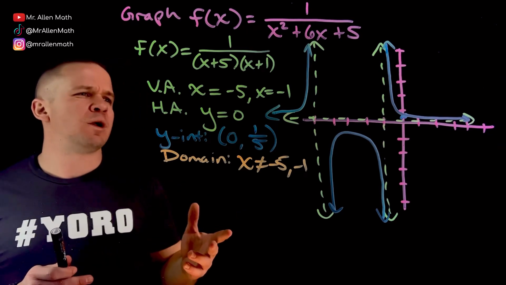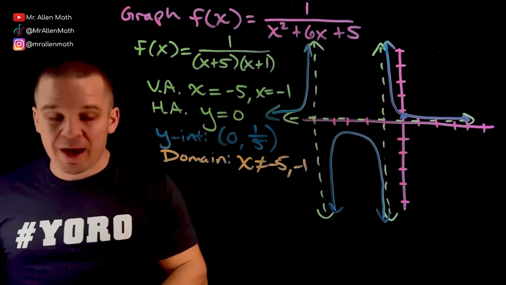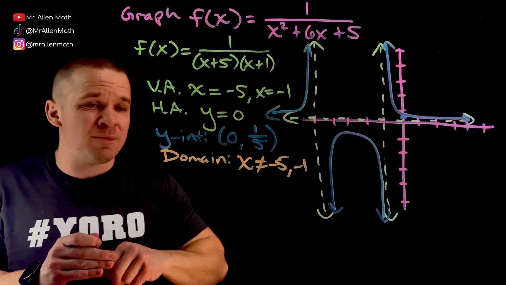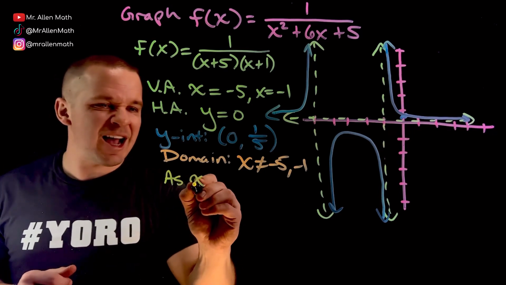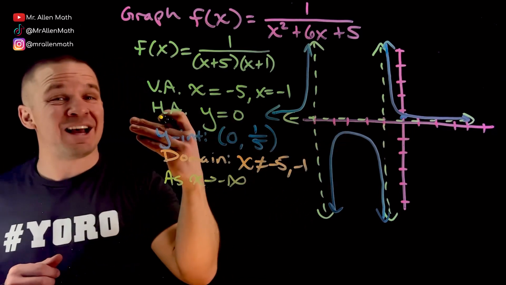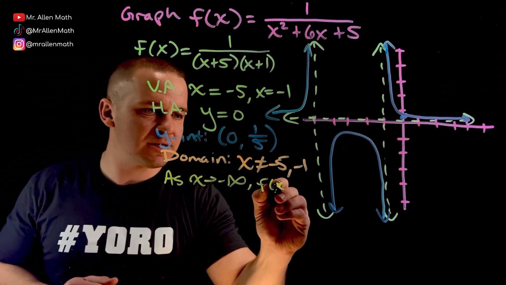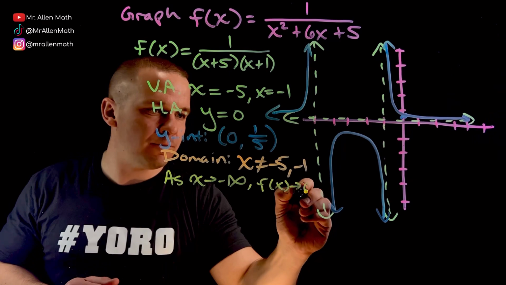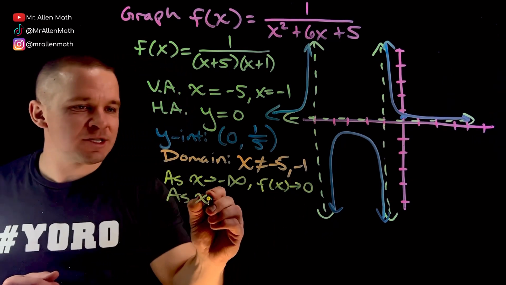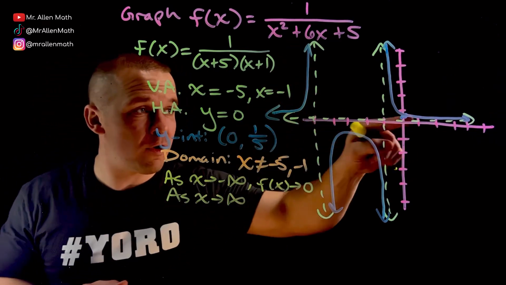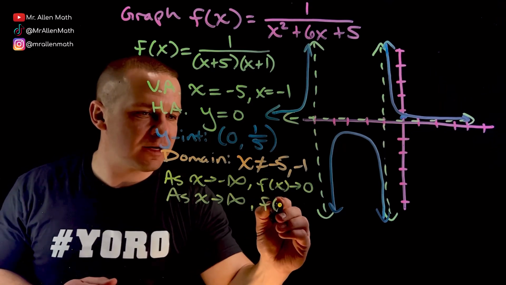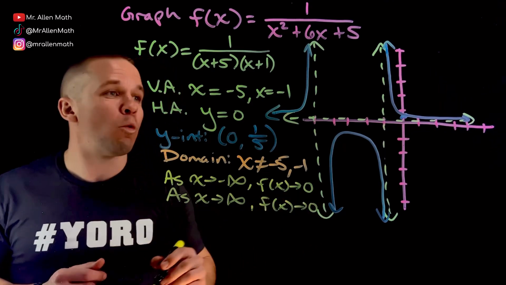All right, let's see what else we want to do here. How about end behavior? Let's get some end behavior action going on. So end behavior, as x approaches -infinity, as I go to the left side of the graph, my graph is approaching 0. So I'd have f of x approaches 0. And as x goes to positive infinity, as I go to the right side of my graph, we got f of x approaching 0 as well.